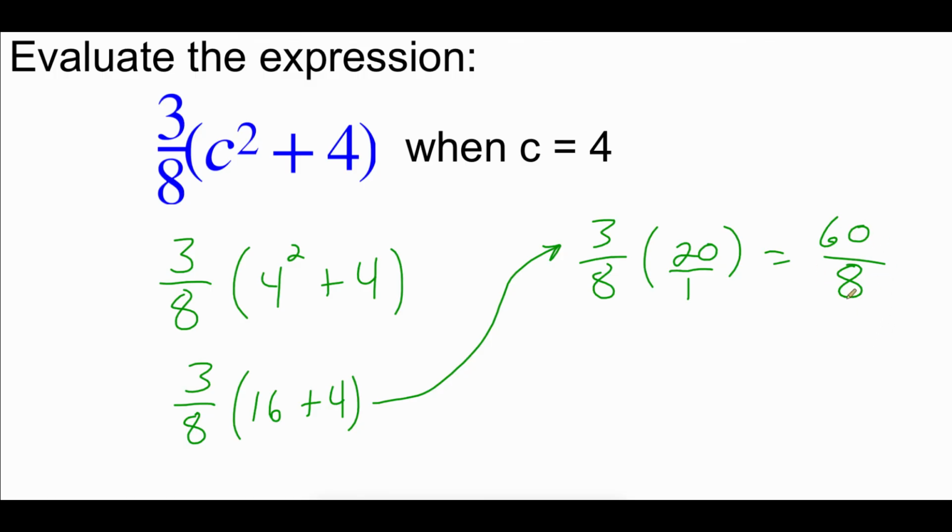Now this fraction is reducible, so I'm going to look for something that I can divide evenly out of both of these numbers. So I'm looking at 60 and I'm looking at 8. Both of these are nicely divisible by 4, so I'm going to reduce this fraction down. If we take 60 and divide it by 4, we should get 15. And if we take 8 and divide it by 4, we should get 2. So our final answer on this one is going to be 15 halves.